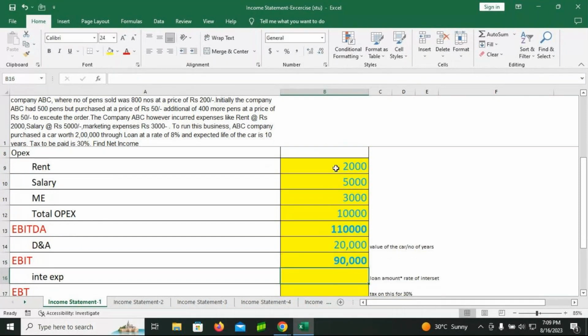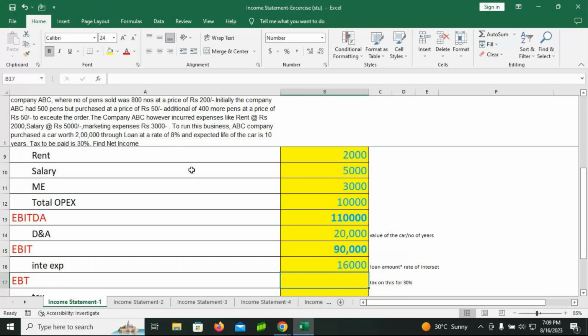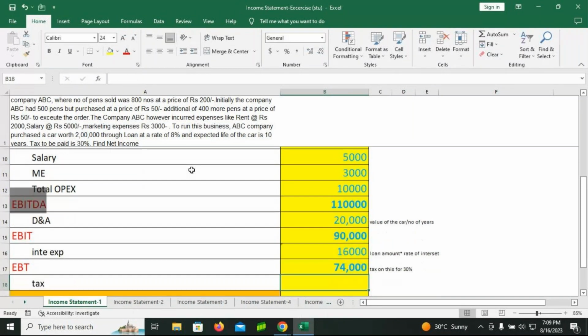Interest expenses, they are telling 8%. So what is the loan amount I have taken? I have spent the loan on buying the car, that is 2 lakh rupees, and the loan has a rate of interest of 8%. So equals 2 lakh into 8%. It is 16,000 rupees interest. So EBT, earnings before tax, is 90,000 minus 16,000, which is 74,000.